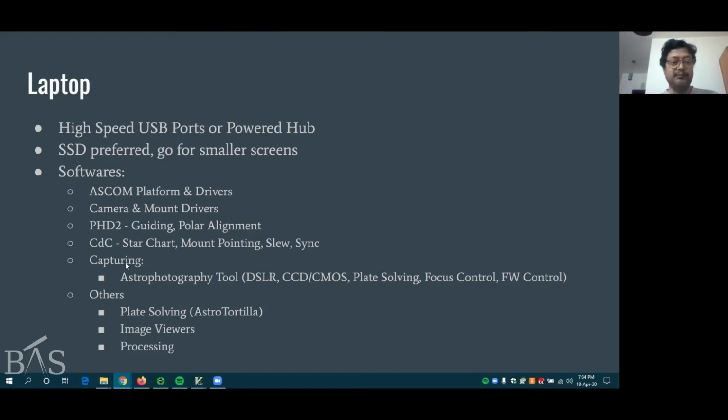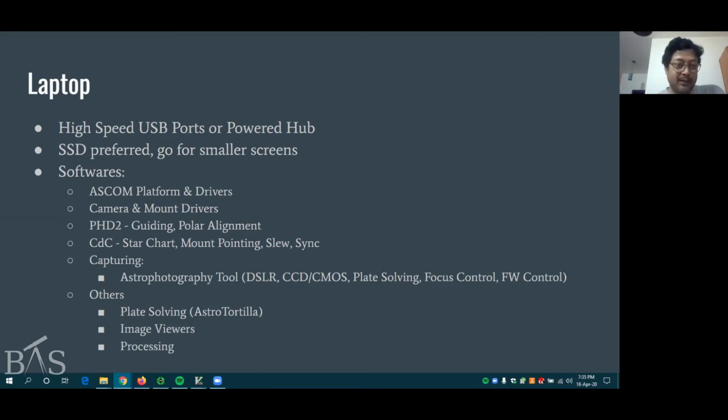For capturing, there are many tools. Choose the one that you like. I like APT, astrophotography tool, and I've been using it for a long time. It can control DSLR, CCD, CMOS. It can do plate solving. It has focus control. It has filter wheel control. Everything in one place, to the extent that for all the stuff that I need, it suffices and it's quite cheap.